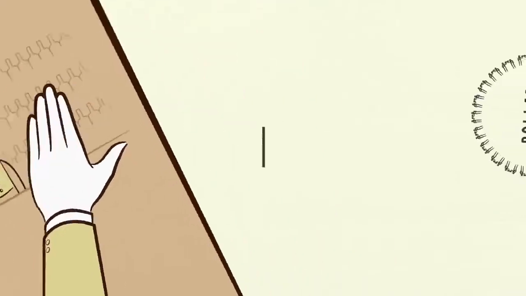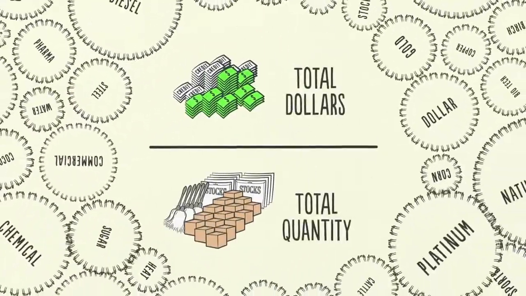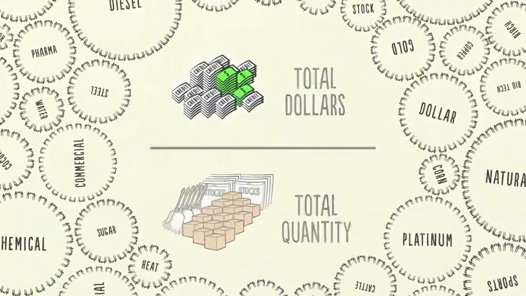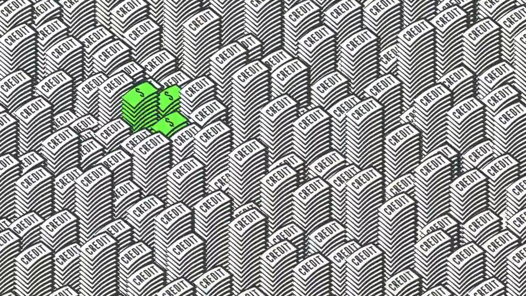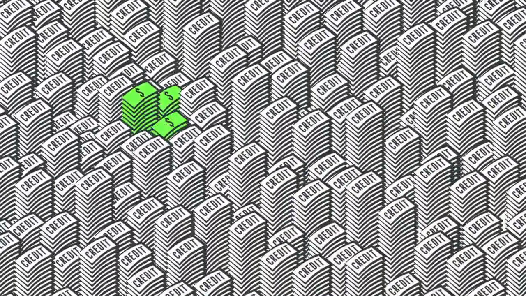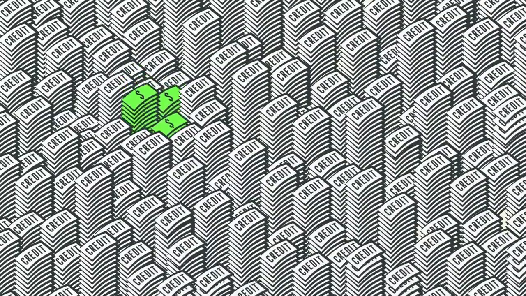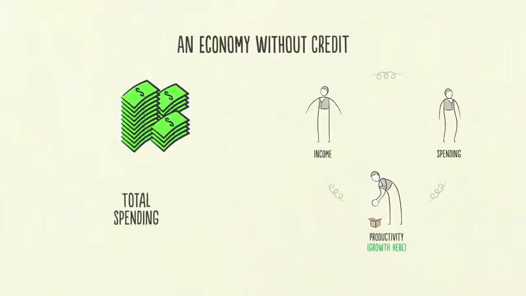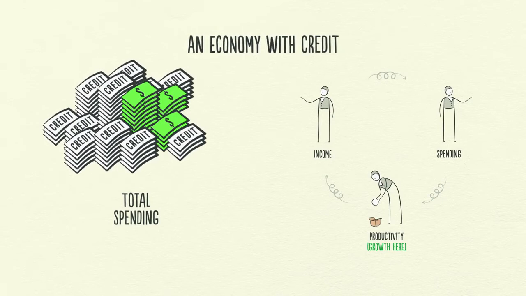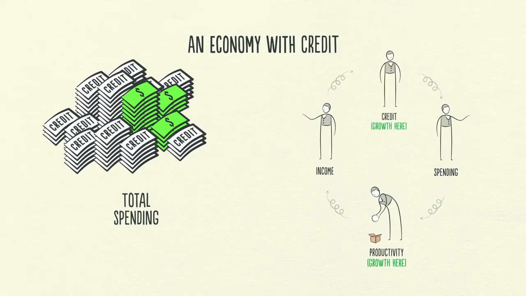The reality is that most of what people call money is actually credit. The total amount of credit in the United States is about $50 trillion, and the total amount of money is only about $3 trillion. Remember, in an economy without credit, the only way to increase your spending is to produce more. But in an economy with credit, you can also increase your spending by borrowing.